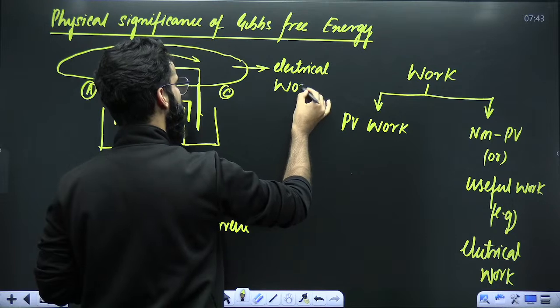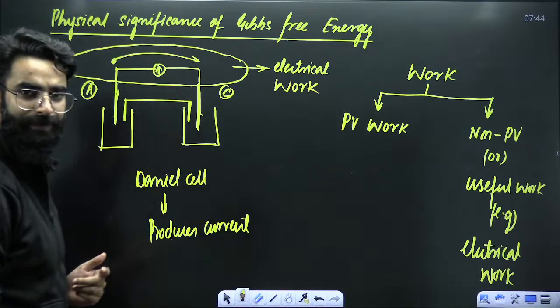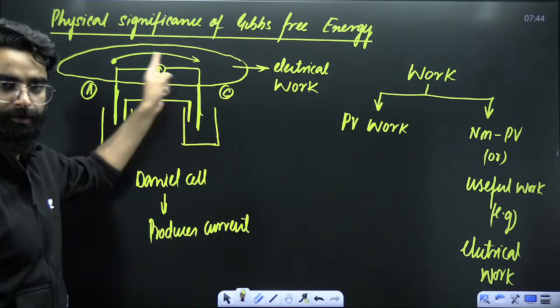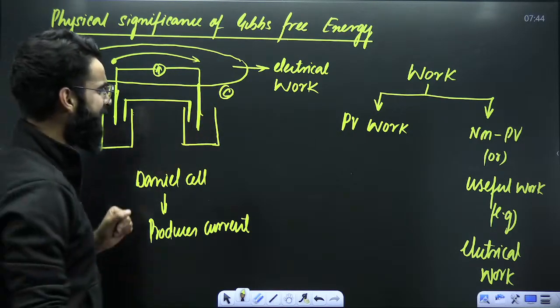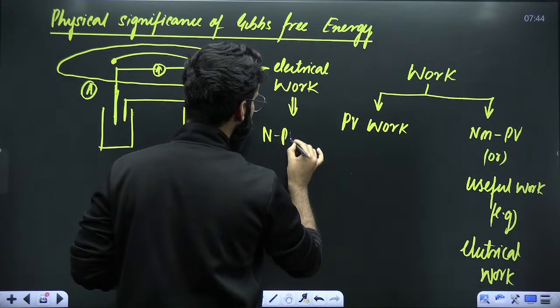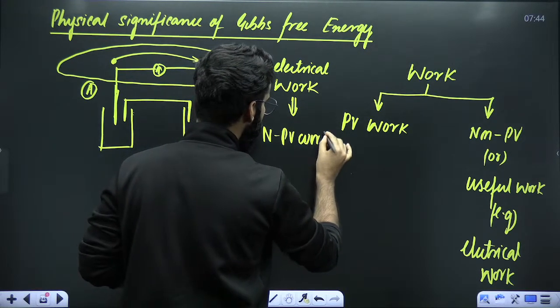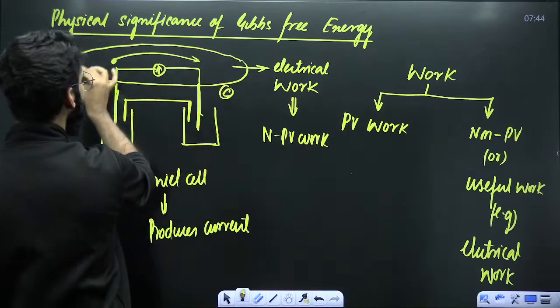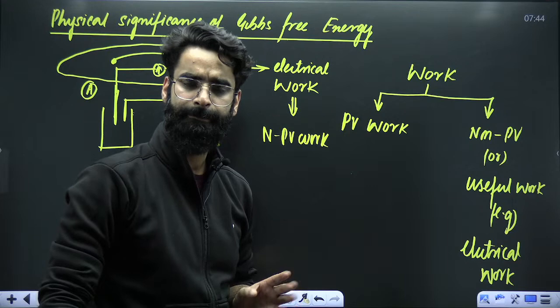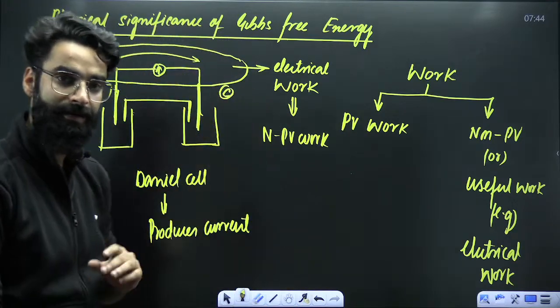It is the electrical work which is going on here, right? Electrons are being pushed from anode to cathode. Electrical work is going on basically. And electrical work is the example of what? That is the example of non-PV work. So non-PV work is going on here. Perfect.